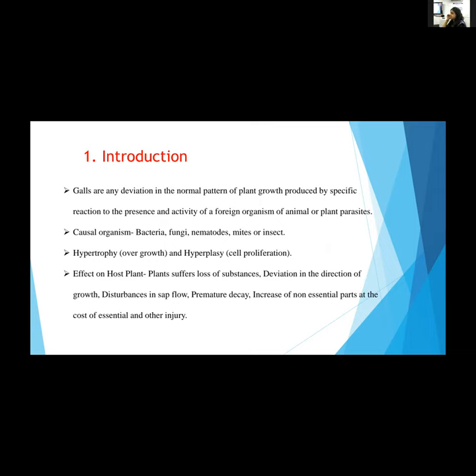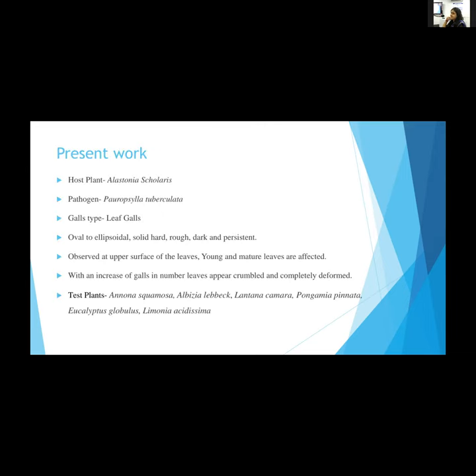This is our present work. Among the host plants, I have taken Alstonia scholaris, which we also call saptaparni. The pathogen is Pauropsylla tuberculata, which causes leaf galls, and the galls are oval to ellipsoidal, solid, hard, rough, dark and persistent. They are observed on the upper surface of the leaf. Young and mature leaves are also affected, with an increase of galls in number. Leaves appear crumpled and completely deformed.